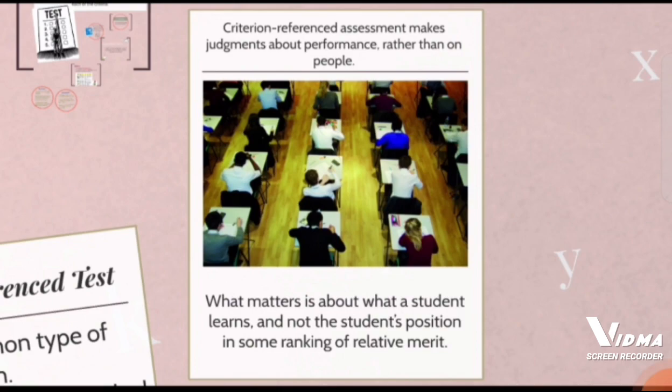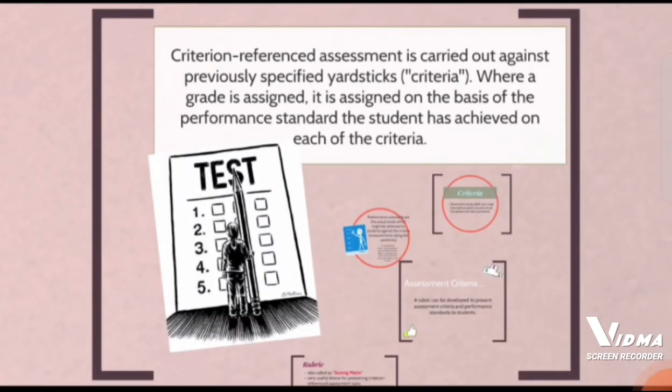So this is an example of Criterion reference assessment. It makes judgments about performance rather than about people. What matters is what students learn and not the student's position in some ranking of relative merit.